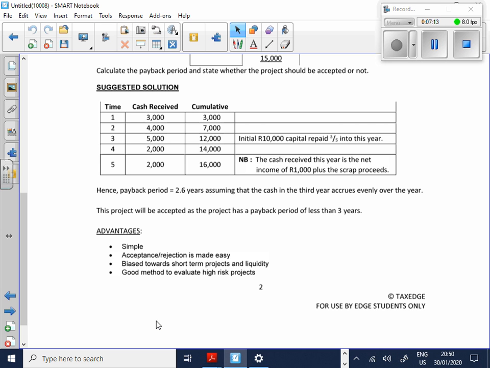Sasol have got that Lake Charles project that they've been doing for more than 10 years. It would never ever have been accepted under a payback period, because this is something that's going to be generating revenue for them for the next 50 years. Something like that project would never ever be undertaken if payback period were the relevant one. And then it says good method to evaluate high-risk projects. Very, very high risk. Good method, because you don't know how much cash you're going to get back. Are you guys comfortable with this?